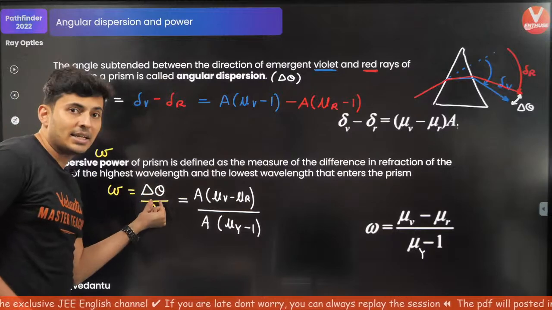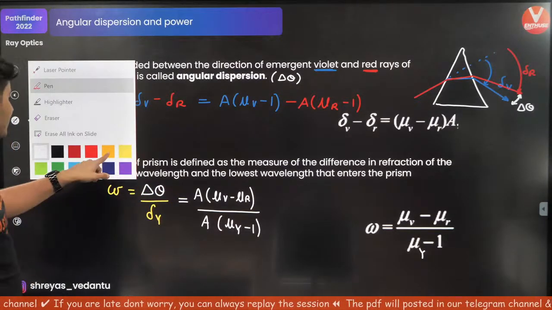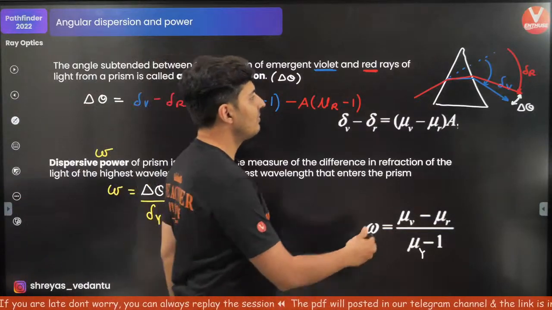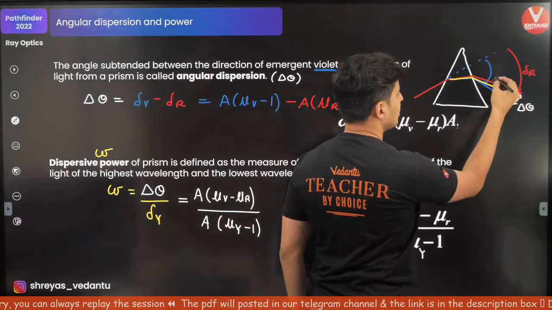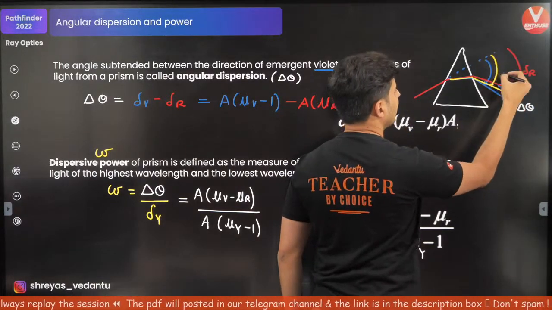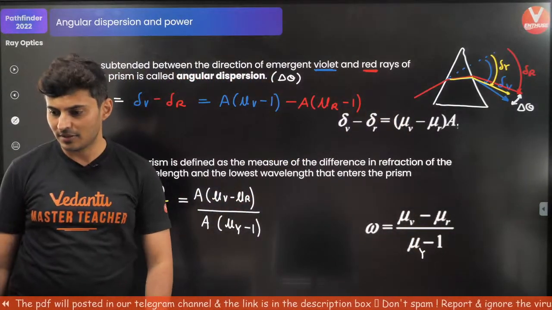Omega is the dispersion angle per unit average deviation. If you're wondering where this yellow color is, that yellow color will be somewhere in between them. So I'm not even showing that, but this will be your delta of yellow, per unit average deviation. That's it.